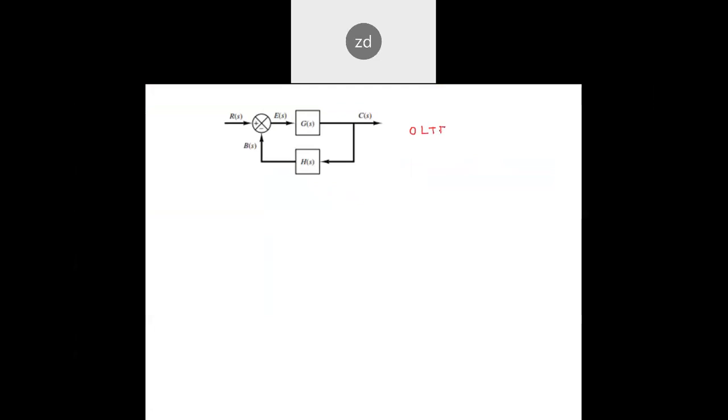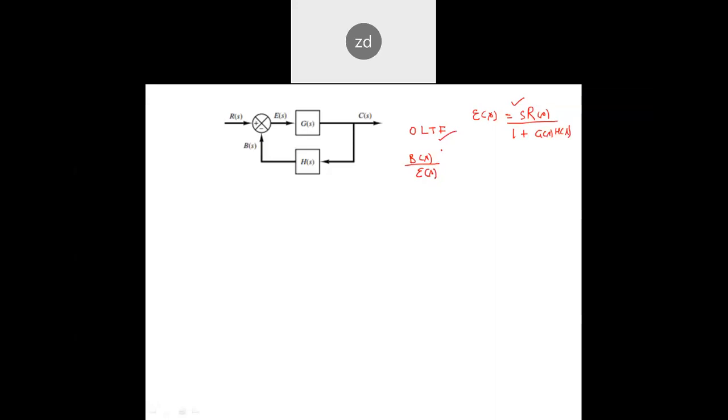What does it mean? If you look at this diagram, in the last class, I generated the error transfer function: E of S was equal to R of S divided by 1 plus G of S, H of S. In terms of E of T, it was simply R over 1 plus G of S, H of S. But now, when I talk about the open loop transfer function, it basically represents the transfer function between the term B of S by E of S.